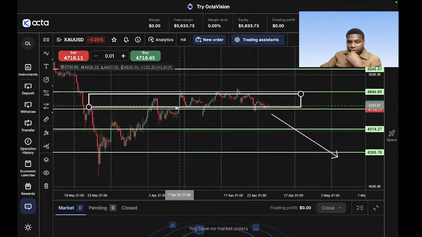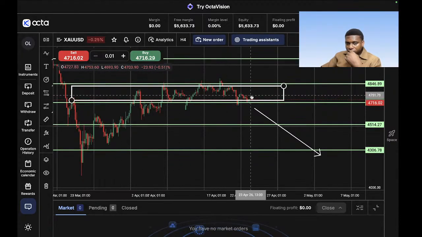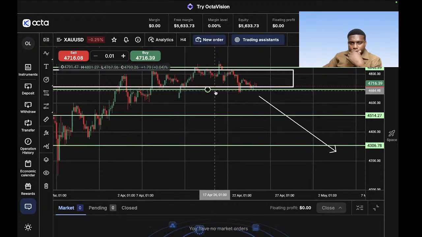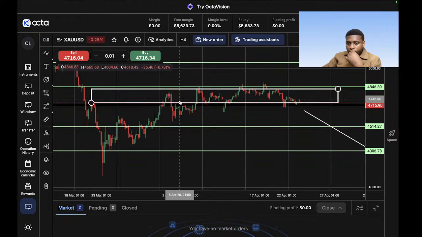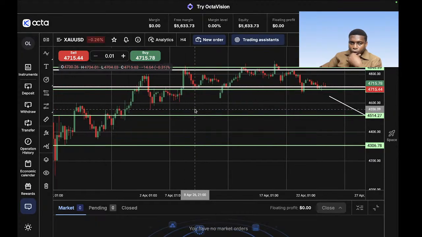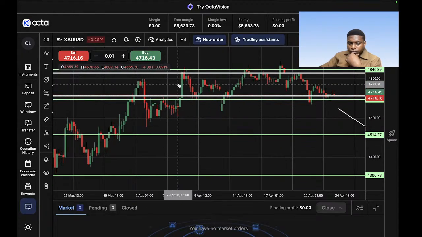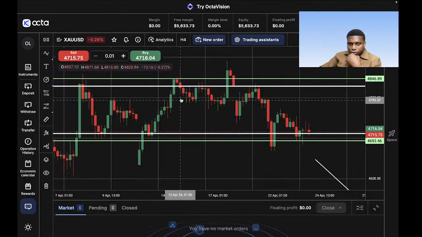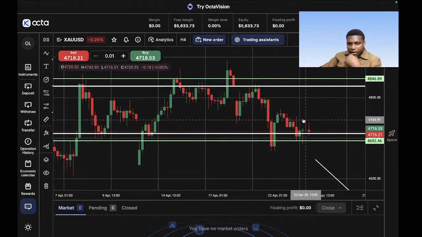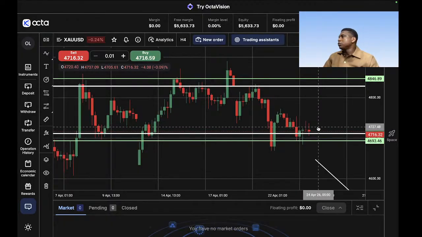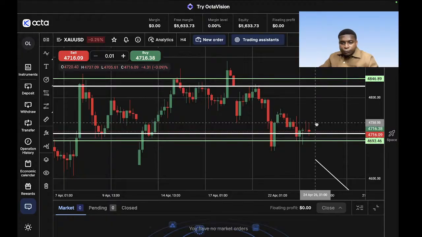So we can see the 4 hour time frame. Our price has been consistently in a consolidating market, right? As you can see, price has been consolidating. Then price goes up, comes down, goes up, comes down, and at this point we can see how price has been dropping consistently, right? So what are we going to do from here?